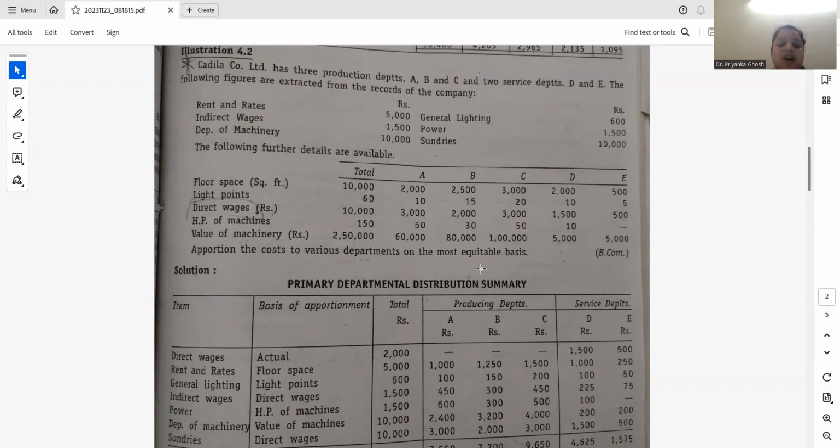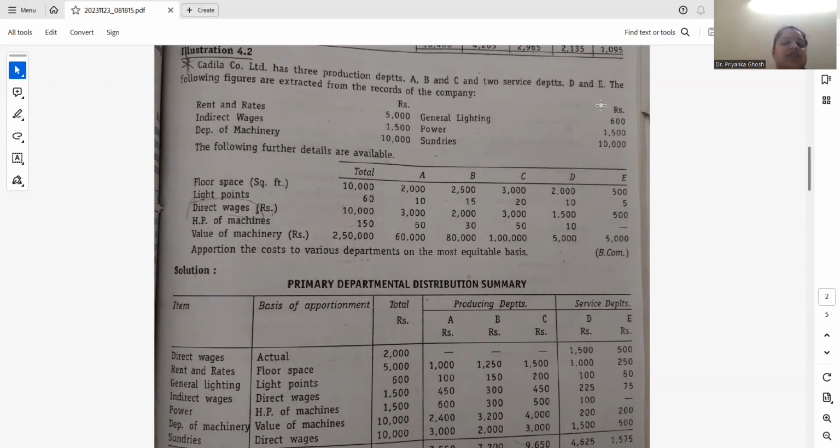Now we will calculate the total overhead cost. But here one thing is there: we have three production departments, A, B, C, and two service departments, D and E. Service department means D and E provide support to A, B, C. They are just providing the help and support that the production departments need.